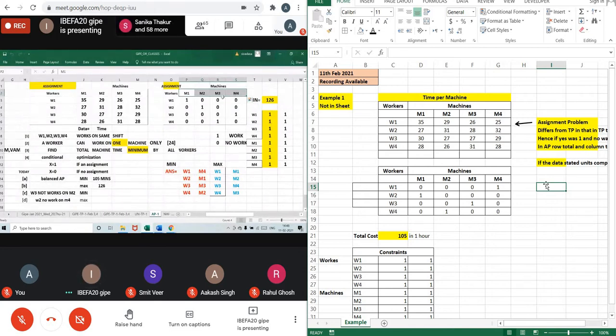All this depends on the efficiency of the worker as well as the machine condition. So we found there is no change in my algorithm. The algorithm still remains the same as the transportation problem, but the problem situation is different.